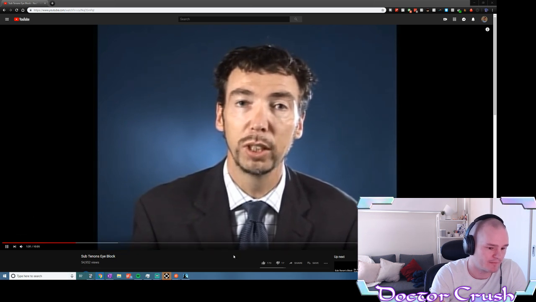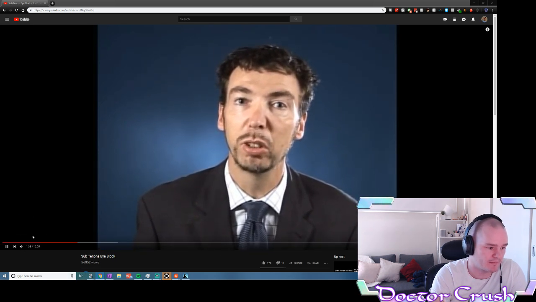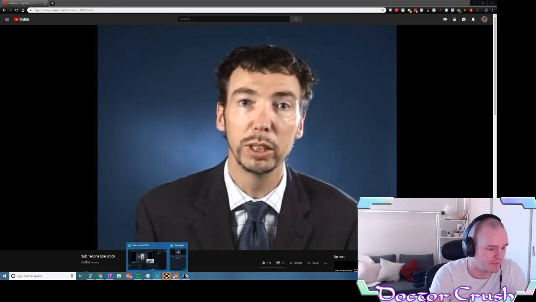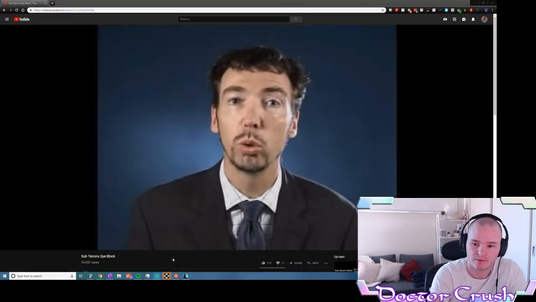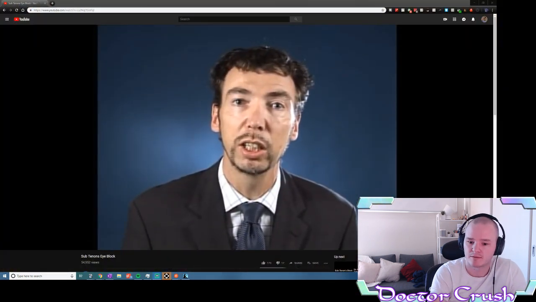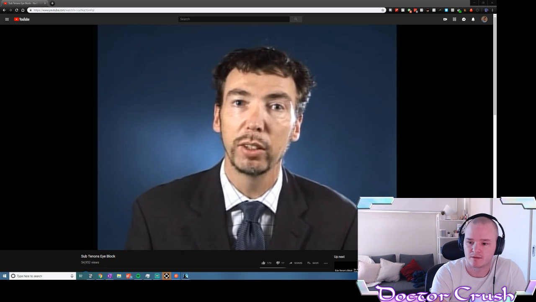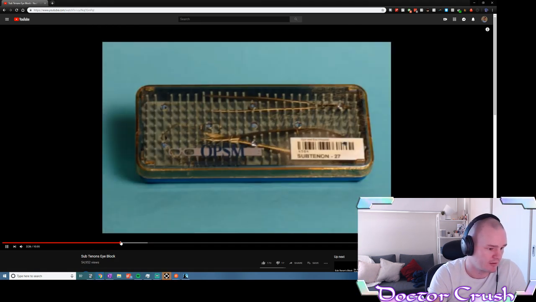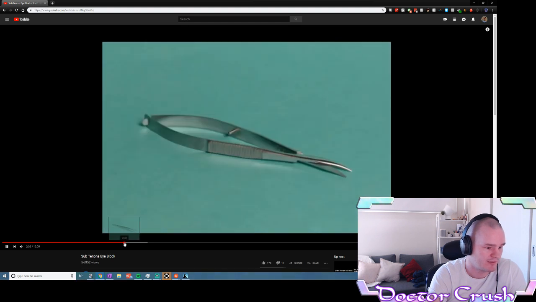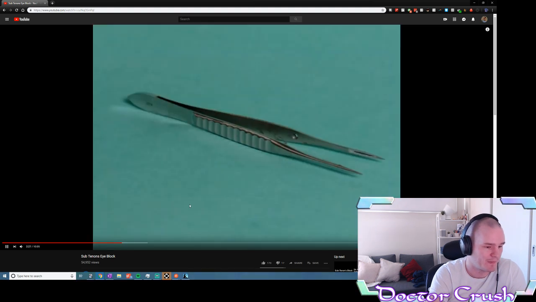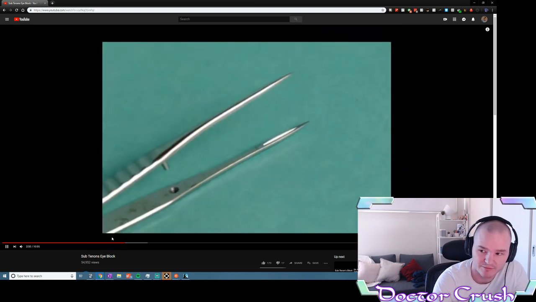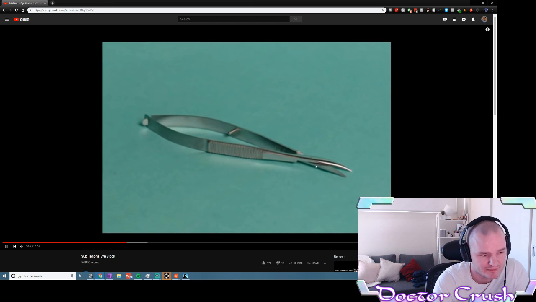That's right. So this is the safest way of doing this anesthetic. That's right, Dr. Olive. We're just gonna use these forceps to pick up the patient's skin of the eye, the sclera. These are Westcott scissors. You use those to snip the eye.